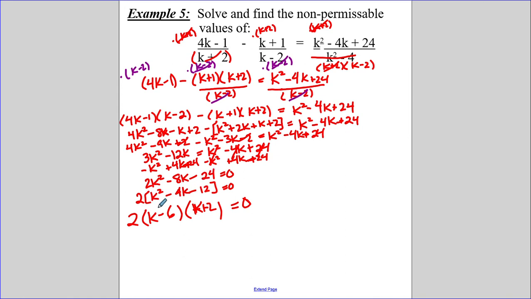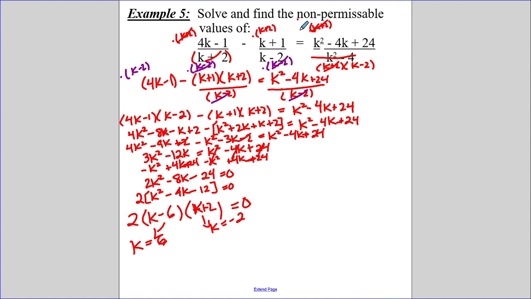So two things that multiply to make negative 12, and add to make negative 4. So negative 6 plus 2 is negative 4, and negative 6 times 2 is negative 12. So now in this case I can see that k is equal to 6, and I can see that k is equal to negative 2. So I have two potential answers for k here.